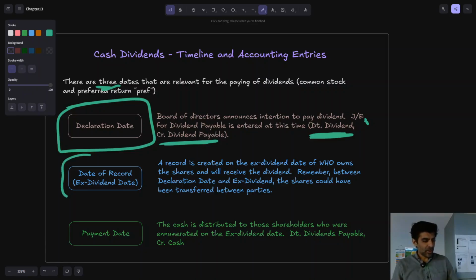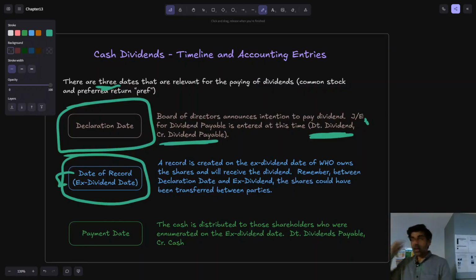The date of record and the ex-dividend date are closely related. The ex-dividend date is basically the day upon which you need to own the shares to get the dividend. There's a cutoff date because, as you know, shares are constantly trading between parties. So this is the date whereby if you are the owner of record, you will get the dividend, even if you sold the shares the next day, as long as you were the owner of record on that date.